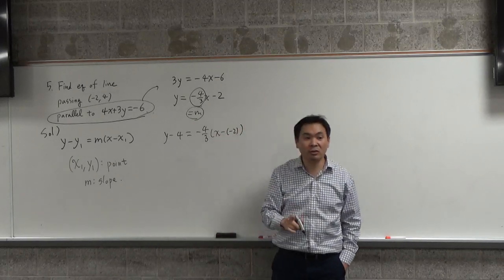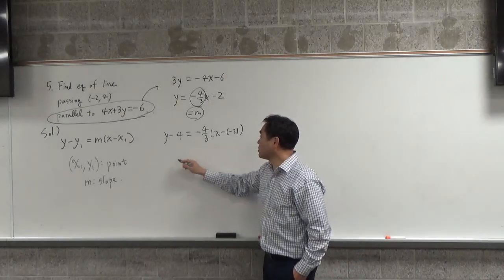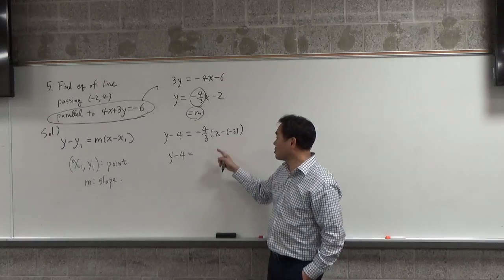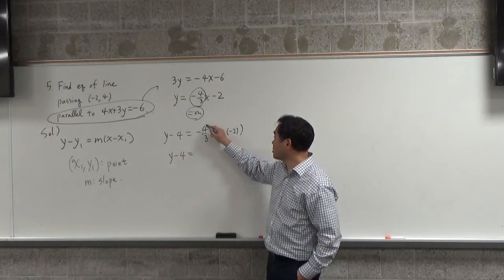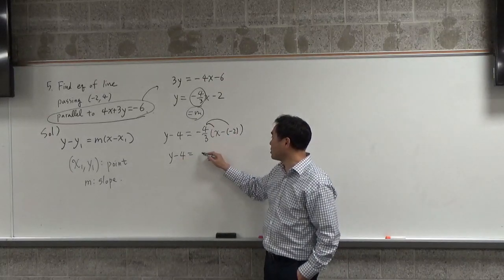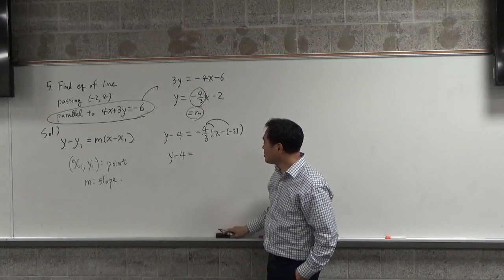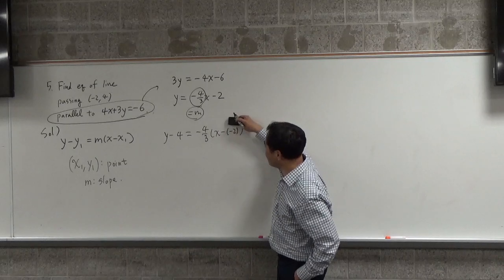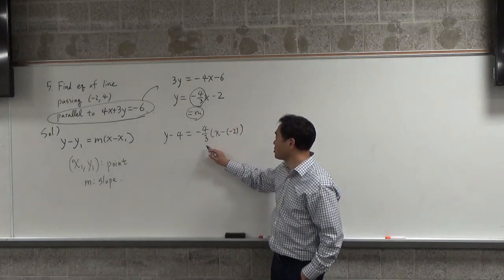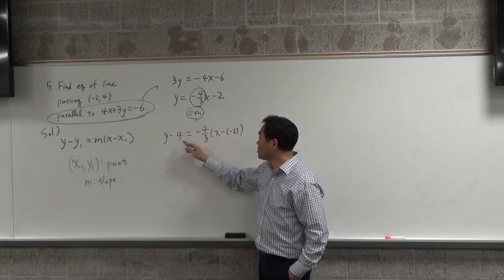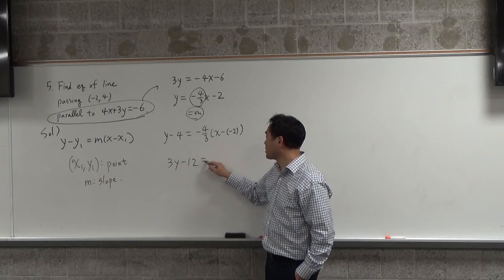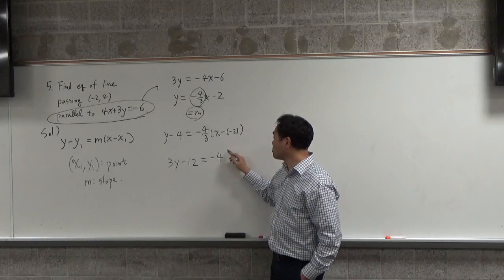Okay, the question also asks us to write this in slope-intercept form, so that means you have to solve for y. So let's multiply this out. Rather than that, let's just multiply by 3, okay? I don't like this denominator, so let's destroy it. Multiply everything by 3. 3 goes here, so you get 3y minus 12. And that removes the 3.